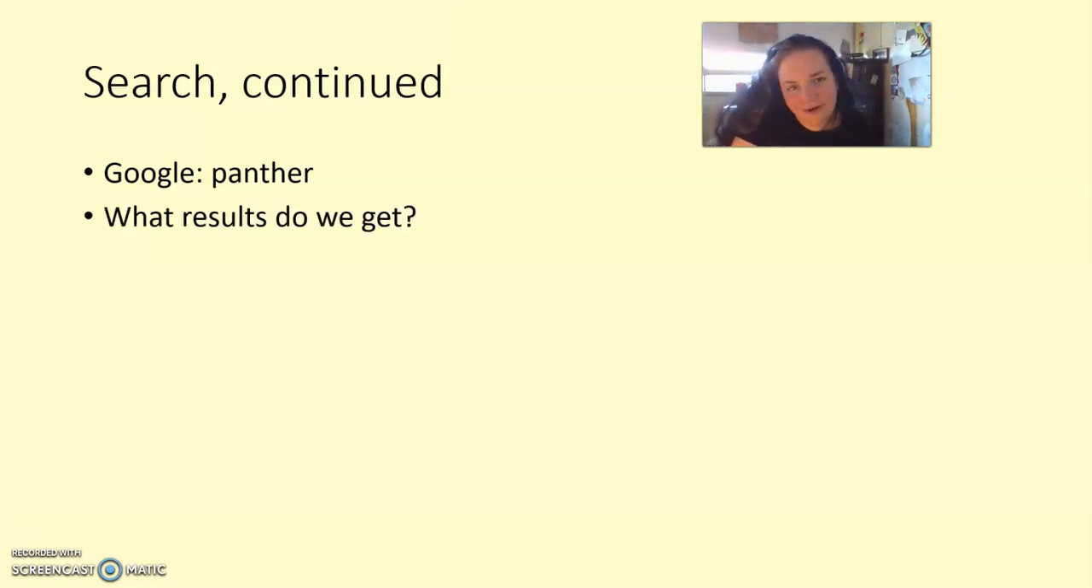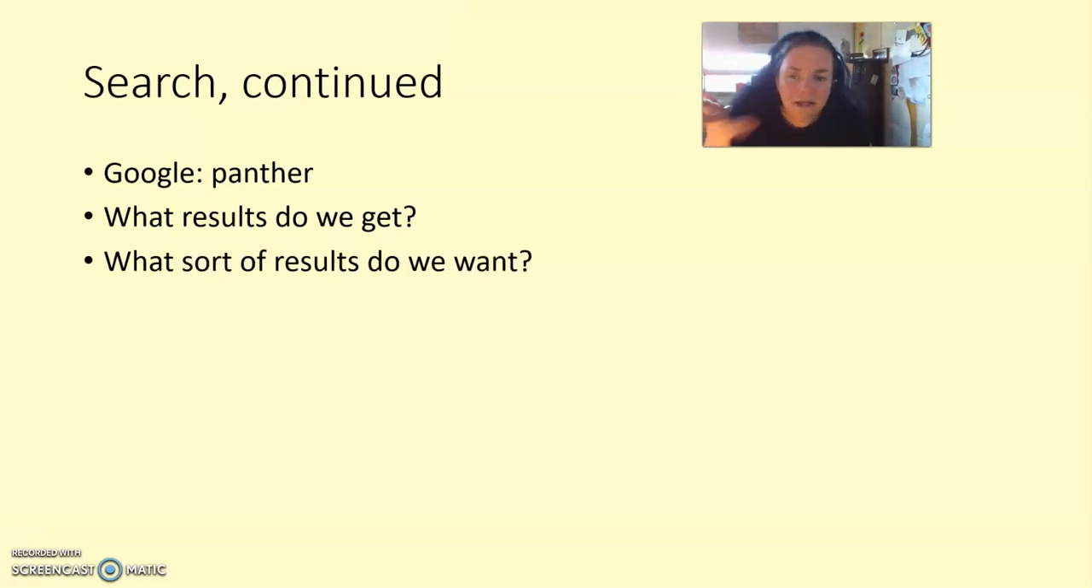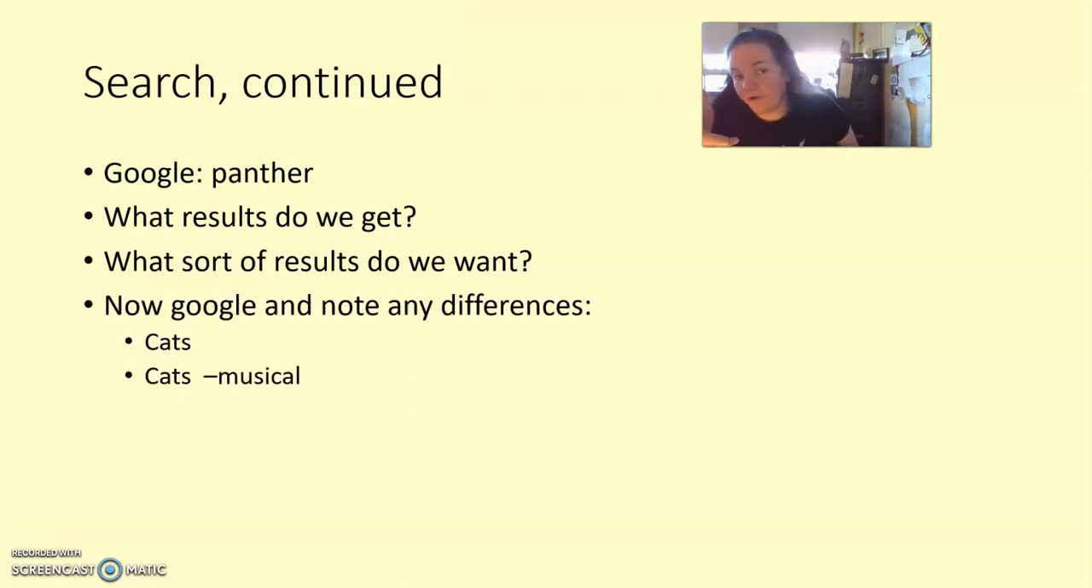If I was to Google Panther, what results would I get? Well, first of all, I'd get some ads, and I'd probably get a company and a park or something, like the location of Panther Lake. Okay, what sort of results do I want? Well, I specifically want the animals, so I might add in some things. If I add in cats, I'm likely to get what I'm looking for. And if I add in Cats, the musical, I'd have to gouge out my own eyes.